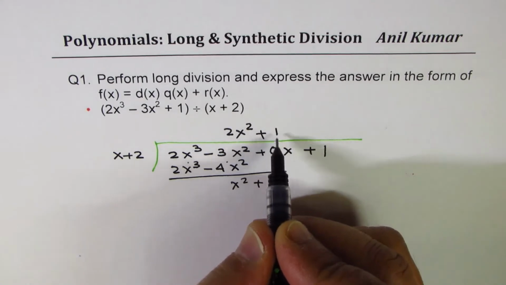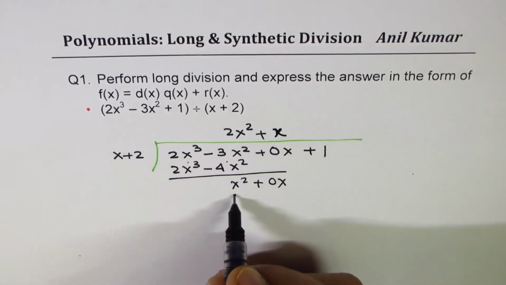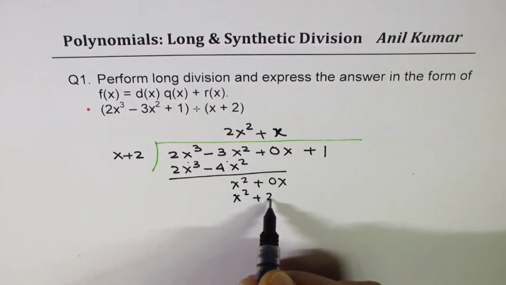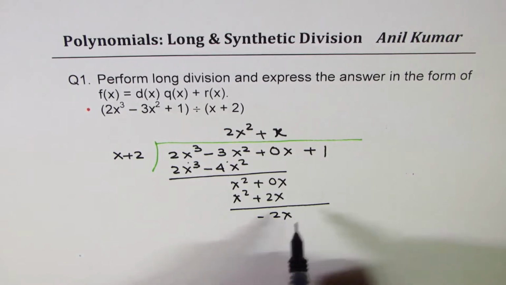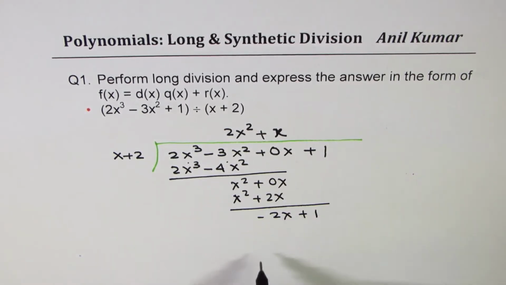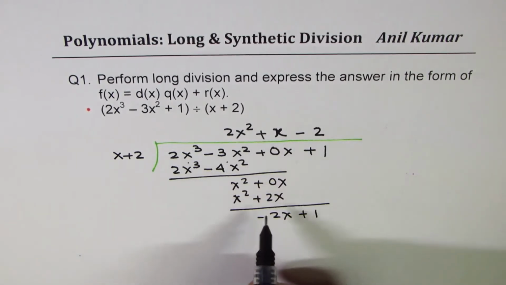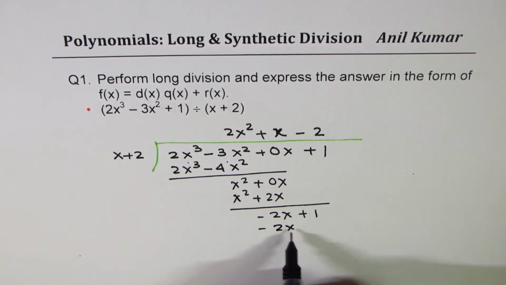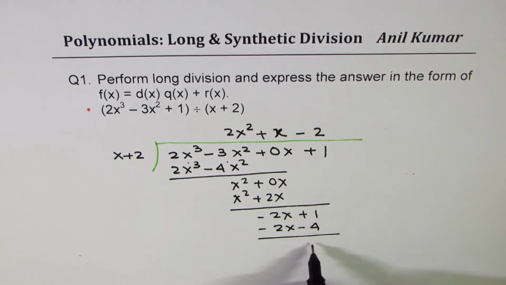Now you could multiply by 1, x, right, x. So we get x squared plus 2x, and when you take away 2x from 0, you get minus 2x. Bring down the next term, which is 1, and the quotient you can do minus 2, and you get minus 2x minus 4. The remainder is going to be 5.